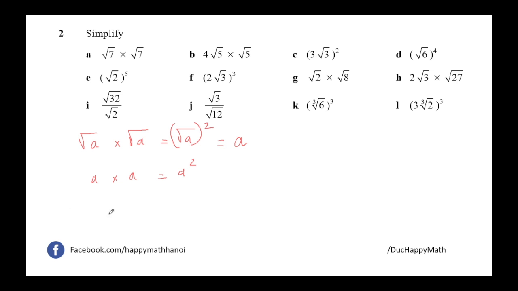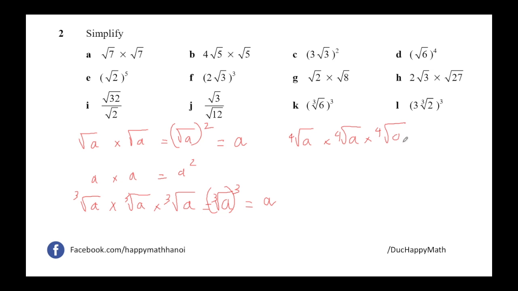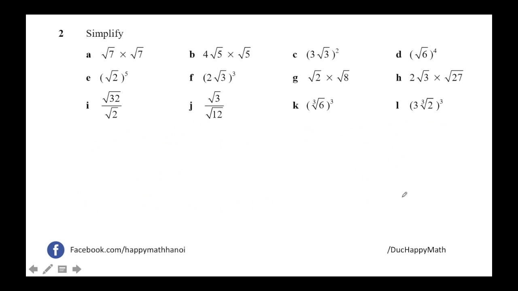And in the same way, you can take the cube root. For example, the cube root of a times the cube root of a times the cube root of a will be equal to the cube root of a cubed, so it will be equal to a. And of course, when you take the fourth root of a four times, you have to simplify, and the fourth root of a to the power of 4 will be equal to a. So we will apply this formula to this exercise.